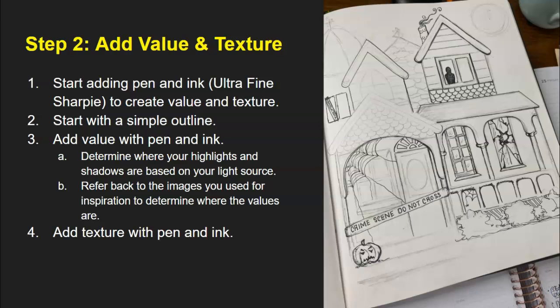Refer back to the images you used for inspiration to determine where the values are. I don't expect you to just know where a fictitious house showcases value. So use your images for inspiration. And then also add your textures with pen and ink. You must include at least 3. So as you can see in my example, I have stone in the background, I have a wood texture, and then I have like a scalloped siding. Oh, and a broken window.